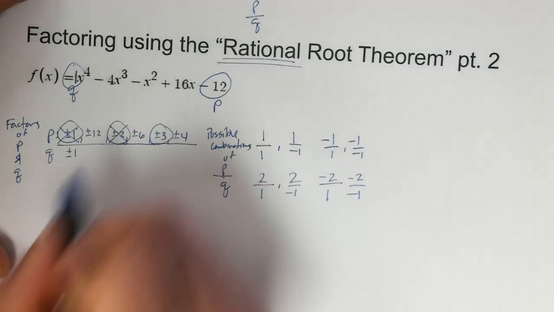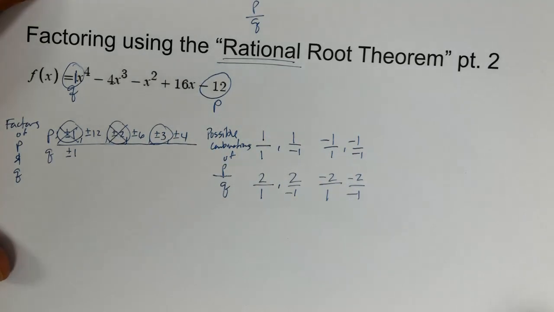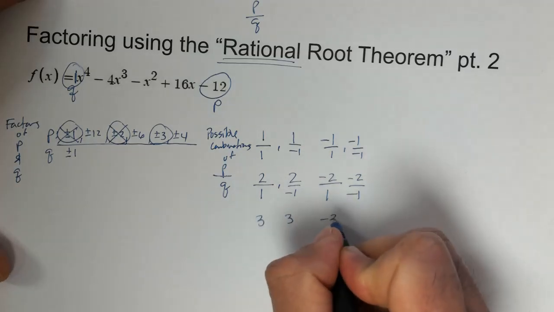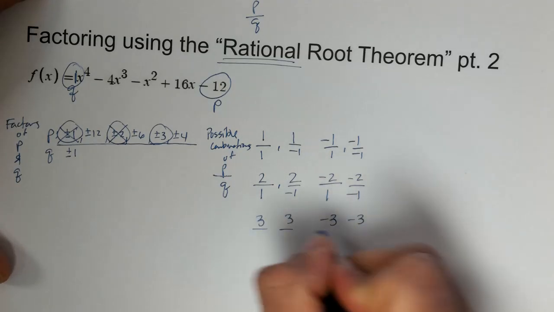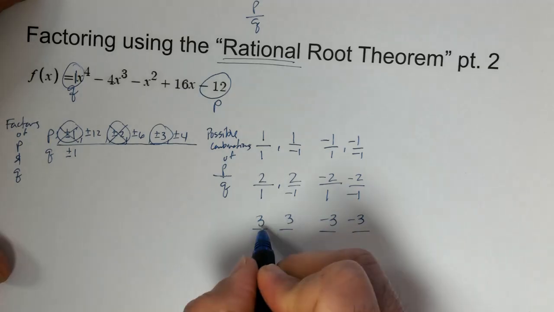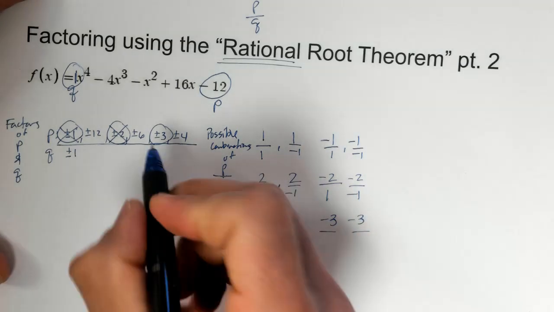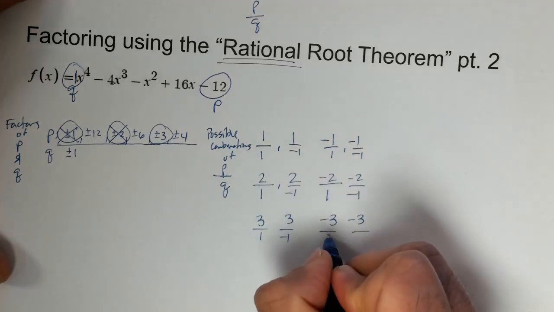I can go with 3 as well, 3 or negative 3. I can divide 3 by positive 1 or negative 1. I can also divide negative 3 by 1 and negative 1.